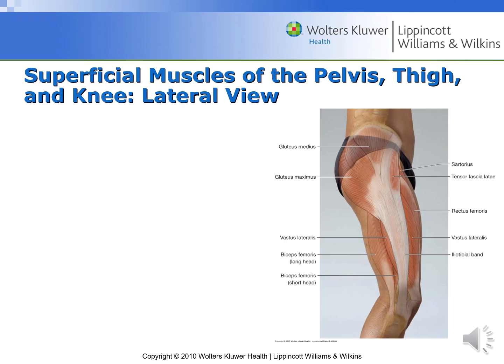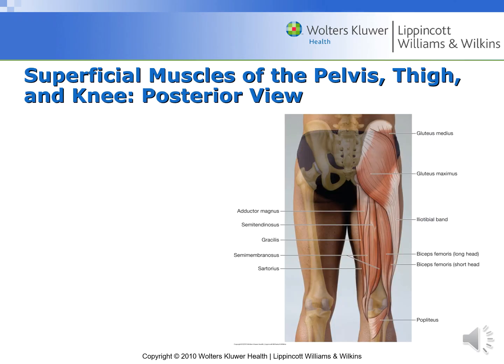From a lateral view, the superficial muscles of the pelvis, thigh, and knee, we can see most superiorly beginning from the left-hand side, the gluteus medius, the gluteus maximus, the vastus lateralis, the biceps femoris long head, and the biceps femoris short head. From the right-hand side, beginning superiorly, we see the sartorius, the tensor fascia lata, the rectus femoris, the vastus lateralis, and the iliotibial band.